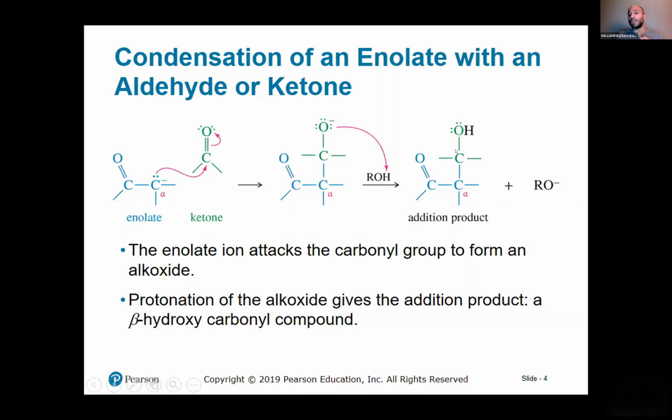And this hydroxy happens to be on the carbon number 3 from the carbonyl, which is the beta carbon. And that's important to keep in mind. The beta hydroxy carbonyl compound is a reaction that we're going to learn later on. The main point is to form the enolate first before it attacks another carbonyl structure. And that's called condensation of an enolate with an aldehyde or a ketone.